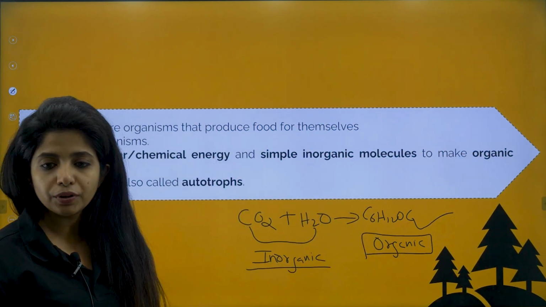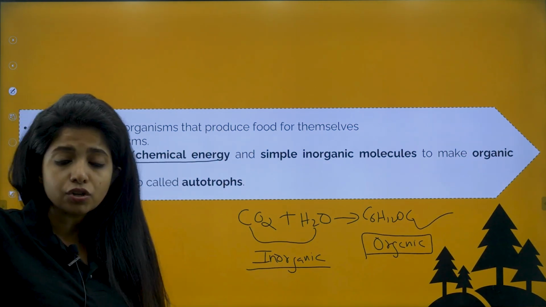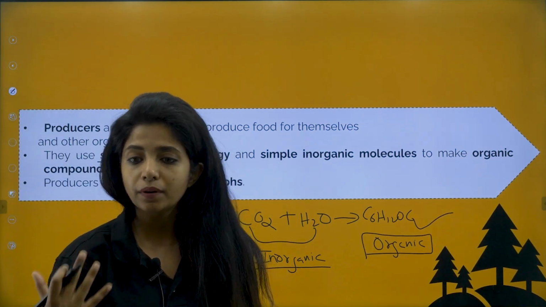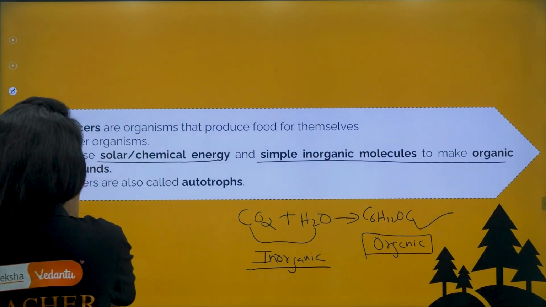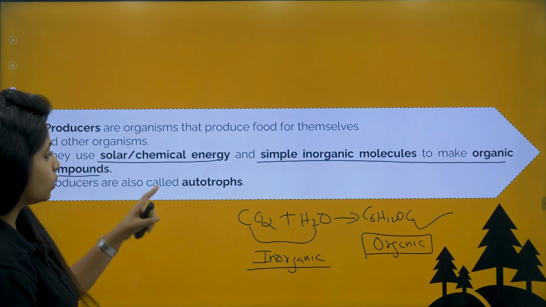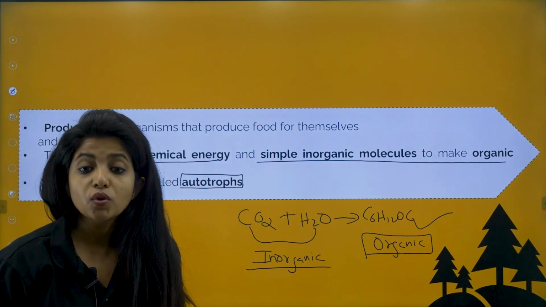So they are known as what? Producers. And what energy are they going to use? They are going to use solar energy, that is sun's energy, or chemical energy from a chemical reaction. And what are they going to do? They are going to convert simple inorganic molecules to what? Organic compounds. Now they are also known as what, children? They are also known as autotrophs.